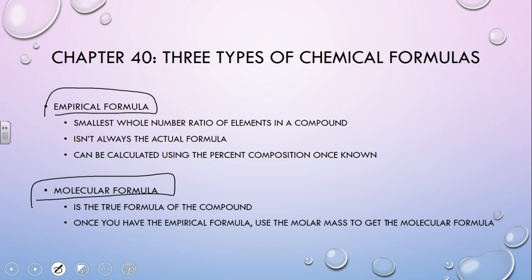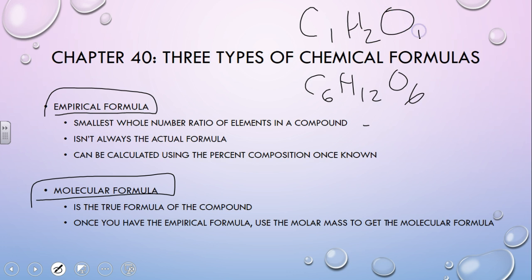Okay, and so the empirical formula and molecular formula are related to each other because the empirical formula is the smallest whole number ratio of elements in a compound. Okay, and so you may have a formula that's C6H12O6, but that's not the smallest whole number ratio. 6 to 12 to 6 actually is a whole number ratio of C1H2O1. We don't put the ones in there, so it's CH2O. Okay, that's the smallest whole number ratio. This is what we call the empirical formula.